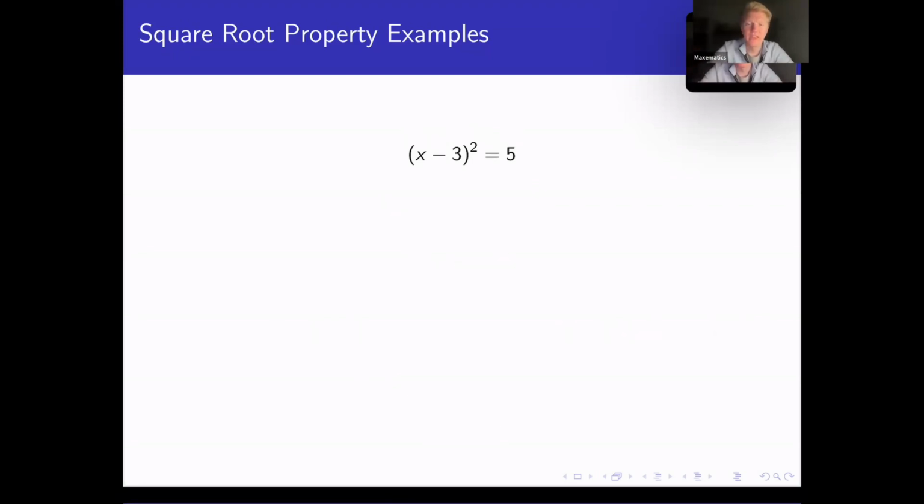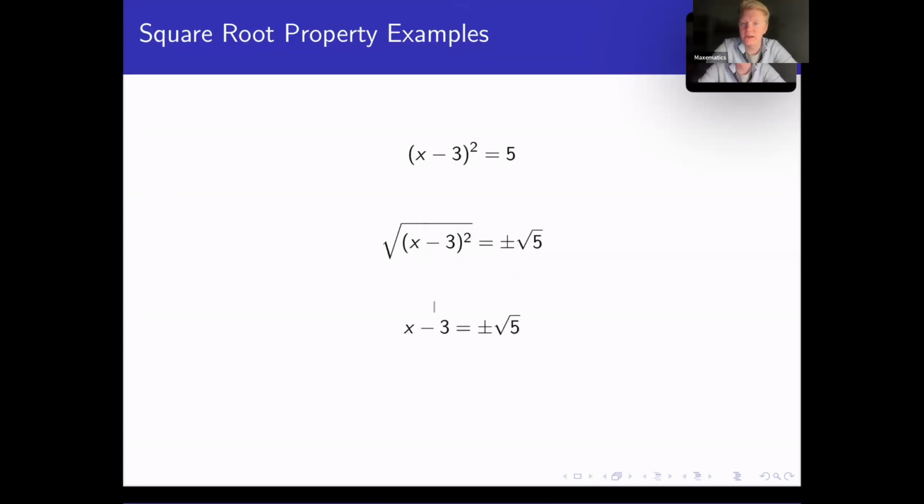One more example. x minus 3 squared equals 5. Again, this is a perfect square. So let's take the square root of both sides. And again, when we take the square root of both sides, we get plus and minus on the other side. The square root and the squared cancel each other out.